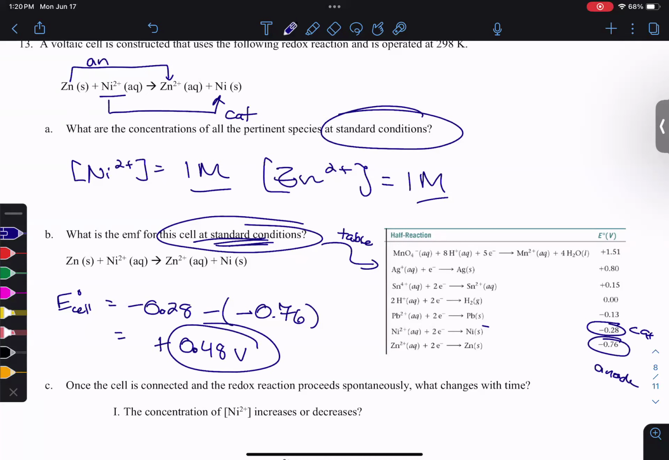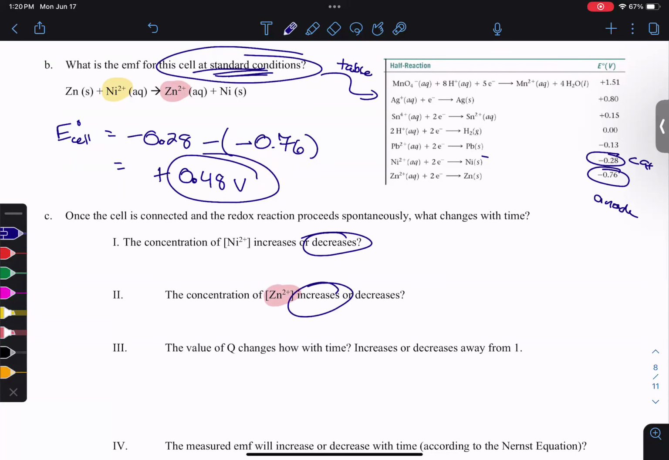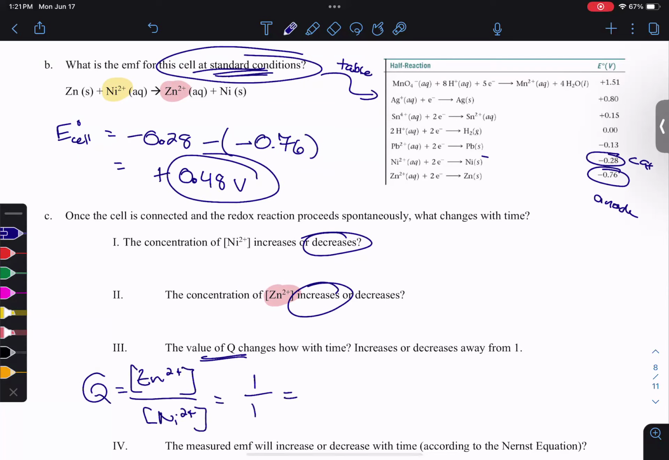Okay, but once we connect the cell and the redox reaction takes place, how does the concentration of nickel 2+ change? So note where nickel 2+ is, it's right there. As the reaction moves forward, the concentration of nickel 2+ decreases because it's a reactant, while the concentration of zinc 2+, right there, is a product, so it increases. So how does Q change during the course of this reaction? Remember, Q is equal to products over reactants, so zinc 2+ concentration over nickel 2+ concentration. When we're at standard conditions, it's 1/1, and Q equals 1. But as soon as we turn on this battery, nickel concentration decreases, so the denominator gets smaller. Zinc concentration increases, so the numerator gets bigger. So as this reaction runs with time, the value of Q increases.